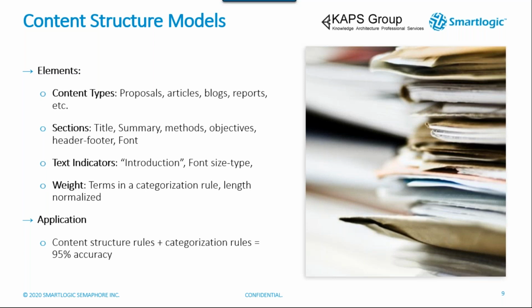So you've got content types, sections and text indicators, and then you use that to weight the terms within a categorization rule differently depending on where they are in the document. Again, this is the kind of thing that humans do. When you do a full giant bag of words approach, the results are usually very difficult to get beyond a certain level. The reason is because they're not using these kinds of indicators, these content structure models. So once you build a content structure model and combine that with categorization rules, we've been able to get up to 95% accuracy in a number of different projects. And we'll show you some examples of that as we go on.